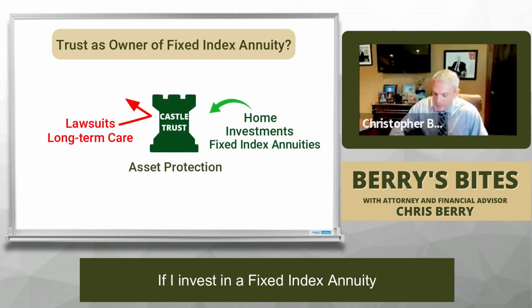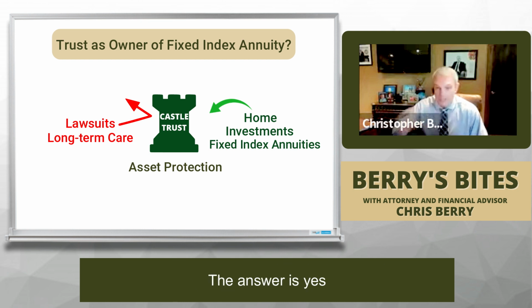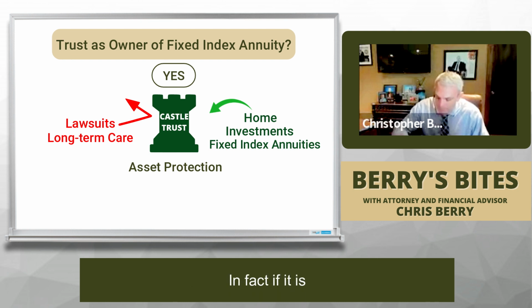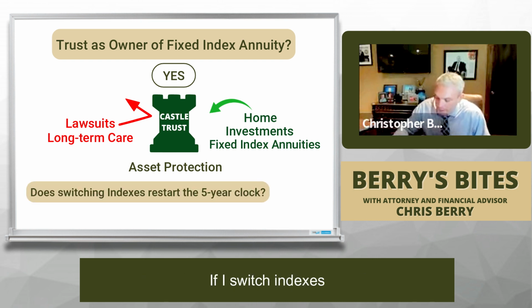So the question is, if I invest in a fixed index annuity, can I have my asset protection trust as the owner? The answer is yes. We can have the asset protection trust as the owner. In fact, if it is post-tax dollars, that's the best way to own the fixed index annuity, is inside of your asset protection trust.